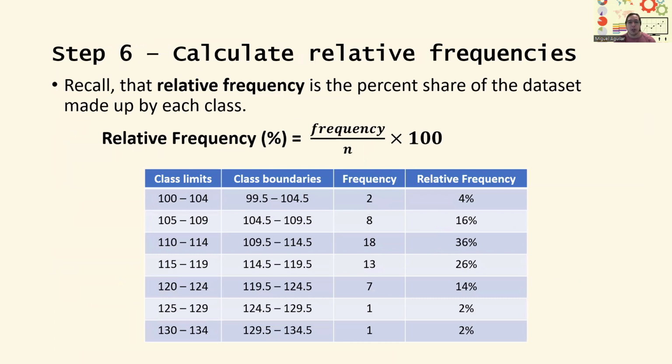Okay, once we have our frequency, then we can calculate our relative frequencies. Recall that relative frequency is just the percent share of the data set made up by each of the classes. So our relative frequency is going to be the frequency divided by the sample size, represented by the letter n here, times 100. So all we're doing here is taking 2 divided by 50, multiplying that by 100, and then we're getting 4%. The same thing goes for the second class. We had a frequency of 8 there, so we're dividing 8 by 50, the sample size, and then multiplying that by 100 to get the 16%.